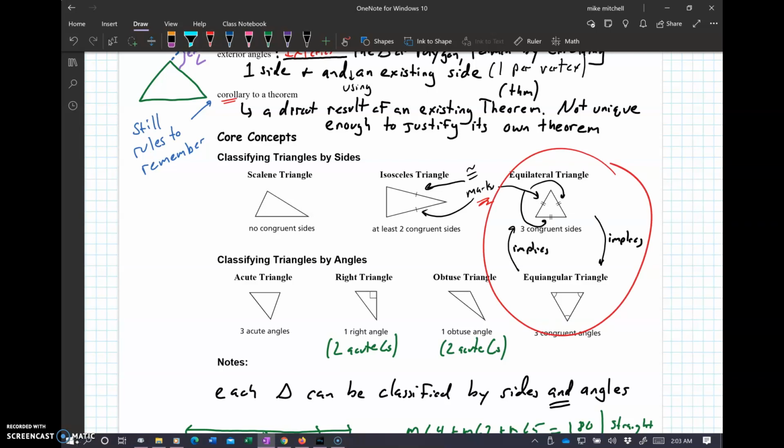This over here, equilateral, implies an equiangular triangle. You have one, you have the other. It's like buy one, get one free. Equiangular gives you equilateral. Then you also have your acute, right, and obtuse down here. Acute is 3 acute angles. Right is 1 right angle, and the other 2 are acute. Obtuse triangle, 1 obtuse angle, and the other 2 are acute again.